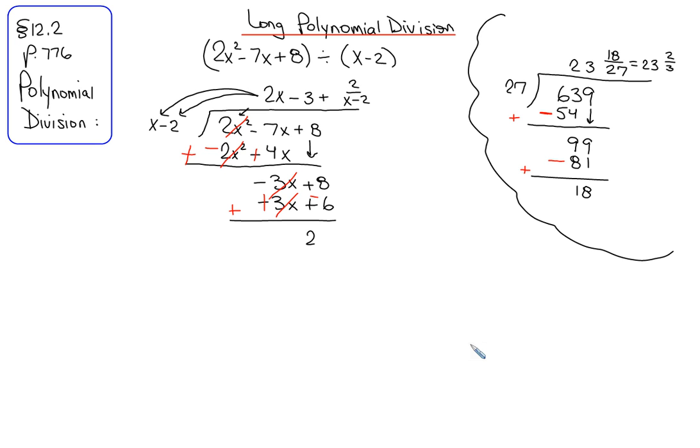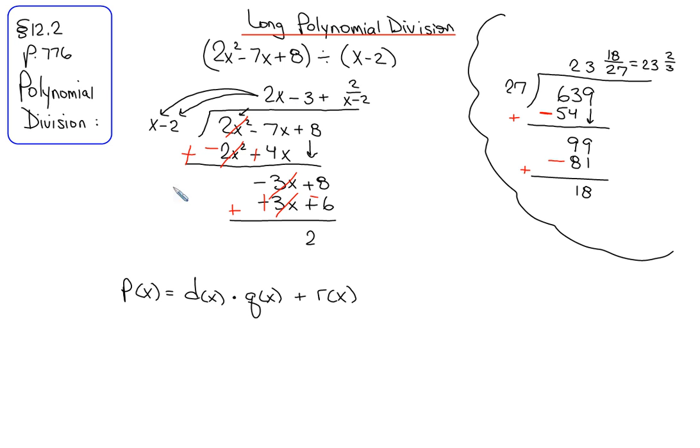Now, there is another form that they can ask you to write the answer in. And that is that they can ask you to write the answer in this form. P of x equals d of x times q of x plus r of x. Meaning this is some polynomial in terms of x. This is your divisor in terms of x, or as a function of x, your quotient as a function of x, and your remainder as a function of x.